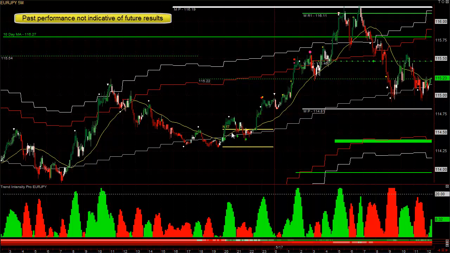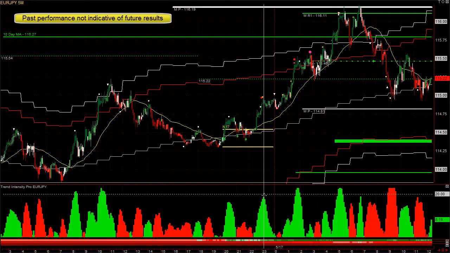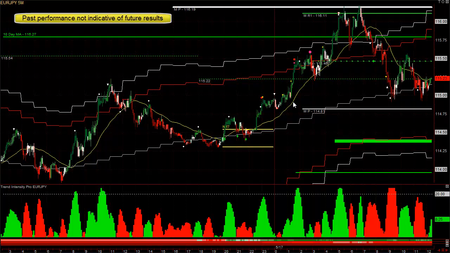This one also had an NR7 4-hour pattern right before the hour, and you can also see very close to explosive trend strength right here, which later on continued. That's the beautiful thing about Forex.